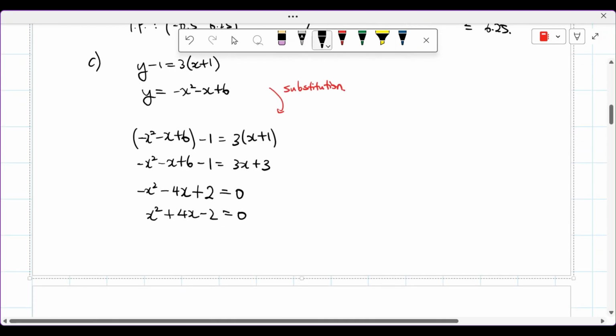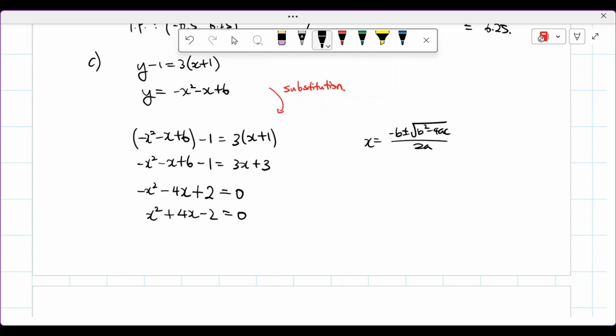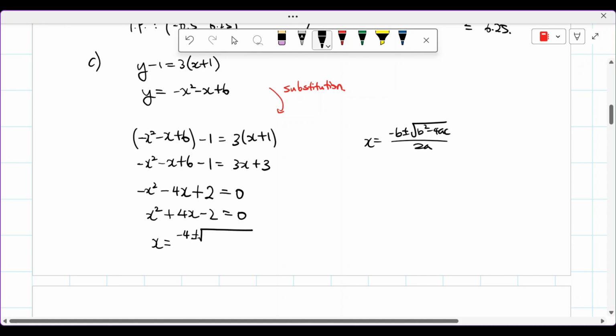The quadratic formula goes like x equals negative b plus minus square root of b squared minus 4ac, over 2a. So that's going to be x equals negative 4, where b is 4, plus minus square root of 4 squared minus 4 times 1 times negative 2, divided by 2.